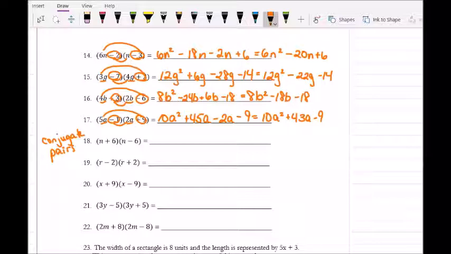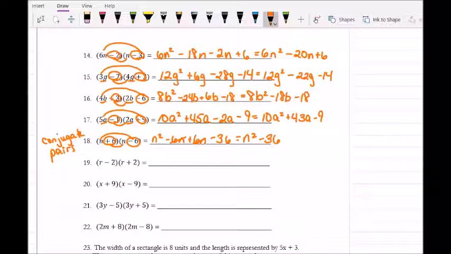So let me show you what happens. The first term, n times n, is n squared. The outer would be negative 6n. The inner would be positive 6n. And last, positive 6 times negative 6 is negative 36. And now when you combine negative 6n and positive 6n, they will cancel each other. And so your answer would be n squared minus 36. So with conjugate pairs, that's always going to cancel in the middle because you have those opposite signs.